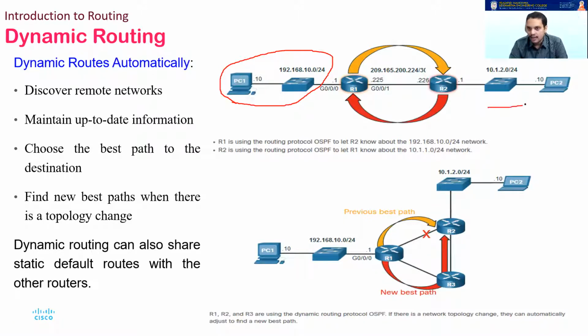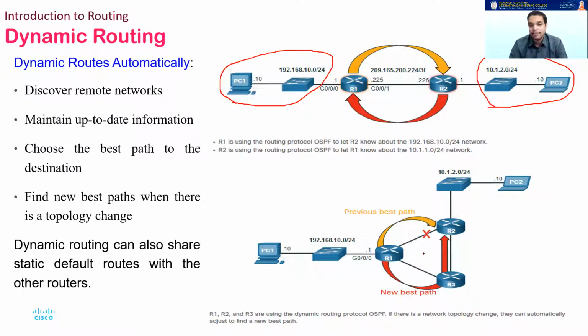Similarly, this is another network here. R2 can use the same protocol to tell R1 about this network. So both R1 and R2 can know about the remote networks. R1 already knows this is the directly connected network. Now it knows the information about this remote network via R2 through the dynamic routing protocol.